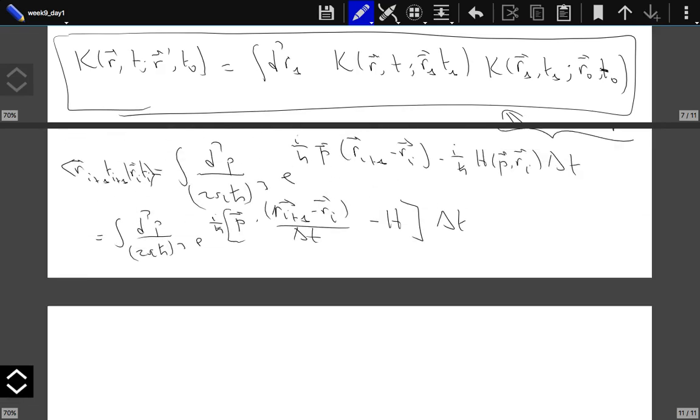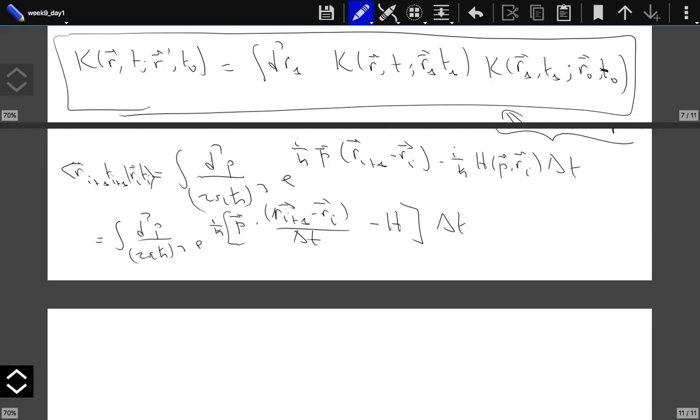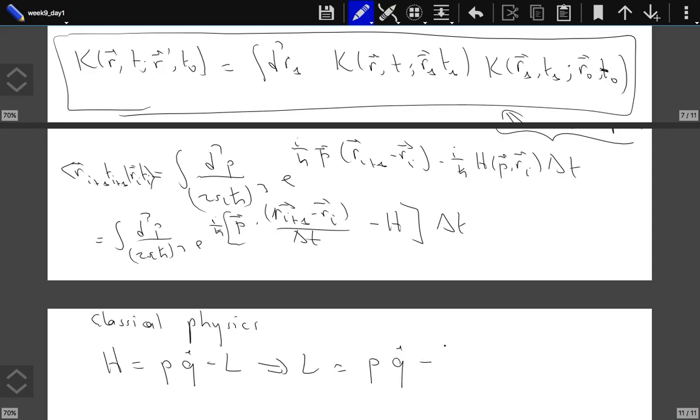So let's just review some classical physics. Do you remember how you define the Hamiltonian in classical physics? The Hamiltonian was nothing but p q dot minus the Lagrangian. Or the Lagrangian is nothing but p q dot minus the Hamiltonian.